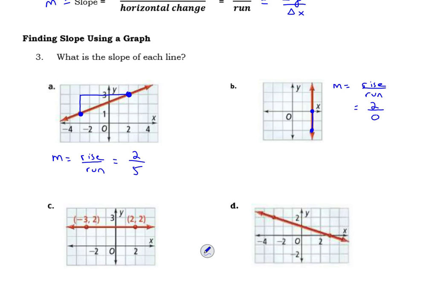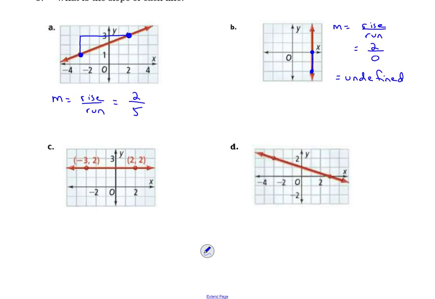And if you put 2 divided by 0 in your calculator, you're going to get an error because you are not allowed to divide by 0. So this slope is called undefined. It's an undefined slope. If you look at it, part B isn't even a function because it doesn't pass the vertical line test. There are multiple x values that go to the same y value, or the x values repeat for different y values, so it's not a function, therefore the slope is undefined.